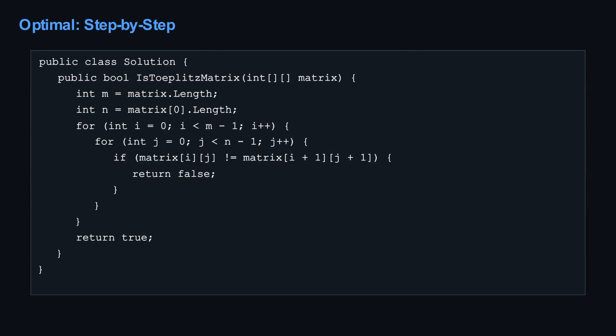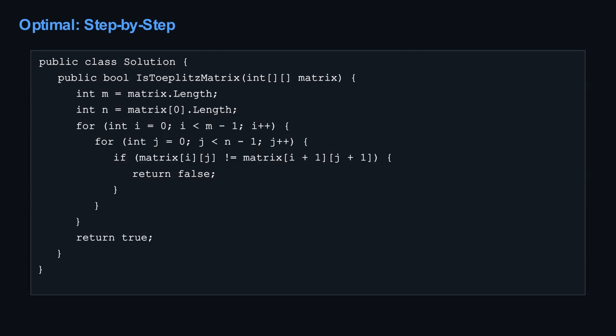Inner iteration 3, col index equals 2. Current cell matrix 0, 2 equals 3. Down right neighbor matrix 1, 3 equals 3. Compare 3 and 3, match, continue. Inner loop ends for row index equals 0. Second outer iteration, row index equals 1.